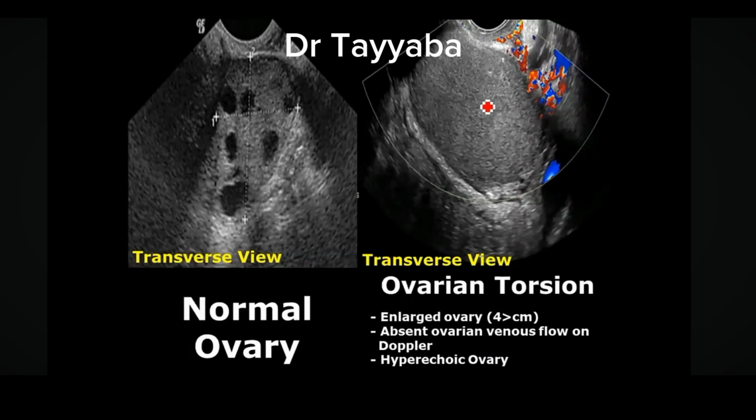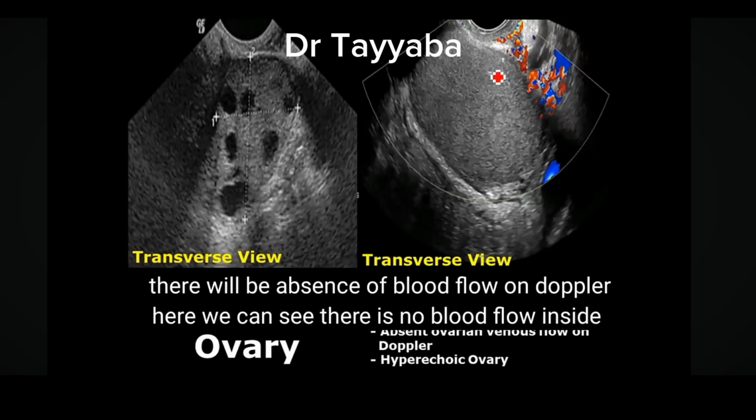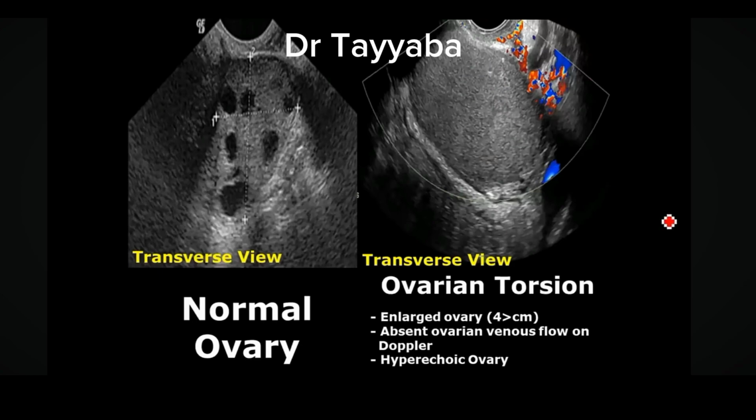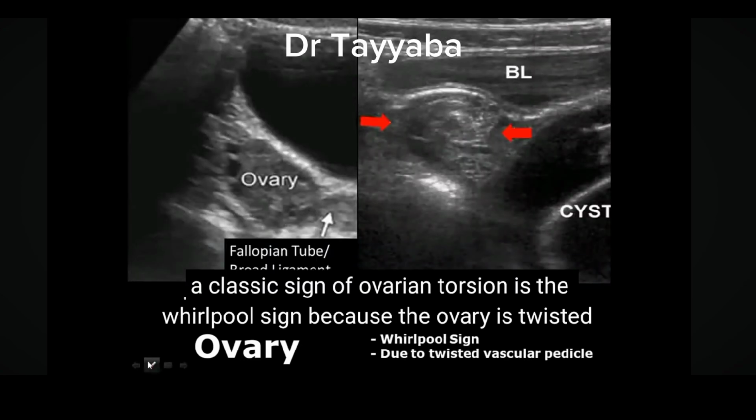In ovarian torsion, the ovary can appear enlarged, more than 4 centimeters. There will be absence of blood flow on Doppler. Here we can see there is no blood flow inside when the Doppler is applied, and the ovary is appearing hyperechoic as well.